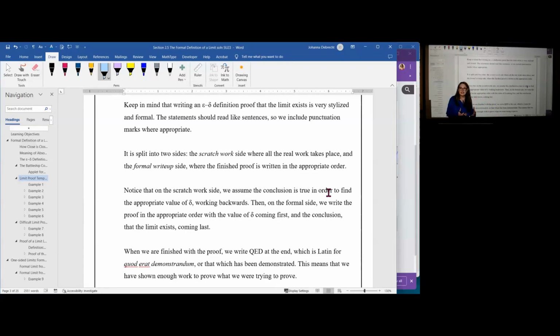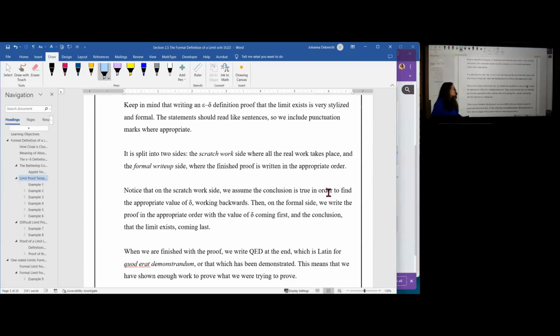Remember that this is very stylized, formal mathematics proof writing. It is not meant to be just mathematics. There are words inside of this. It reads like a paragraph, but part of the paragraph instead of words is mathematics. We're going to divide it into two parts. On the left side, we'll eventually write the formal proof. The right side will be what we call our scratch work, but the true work occurs on the scratch work side.